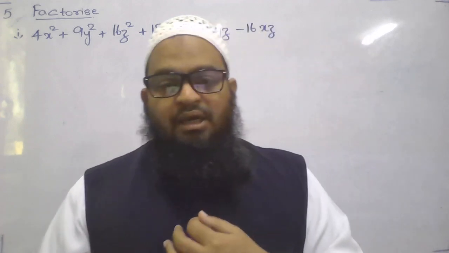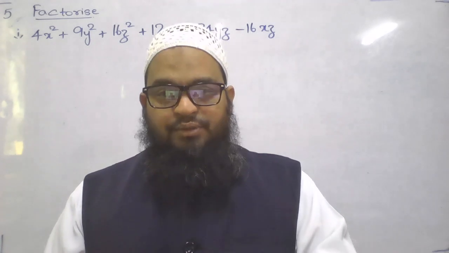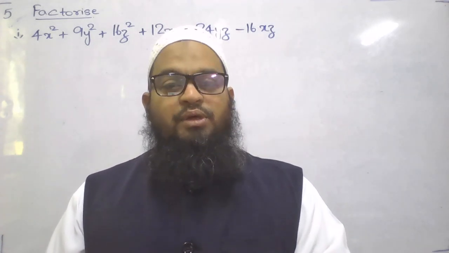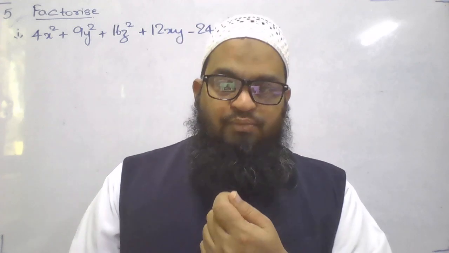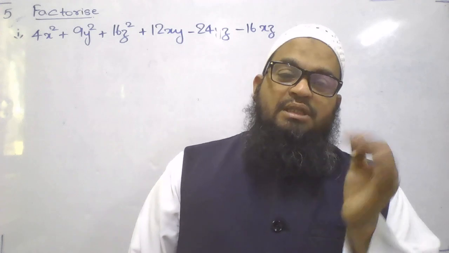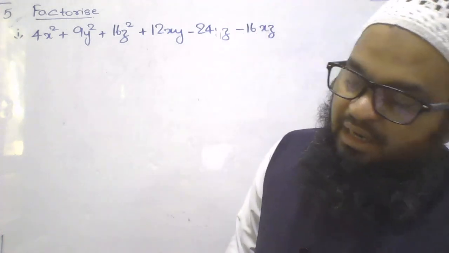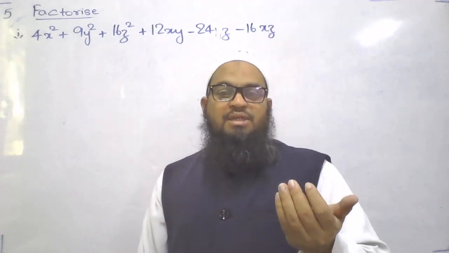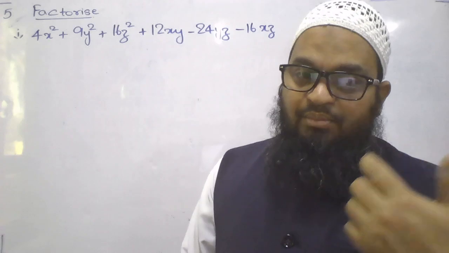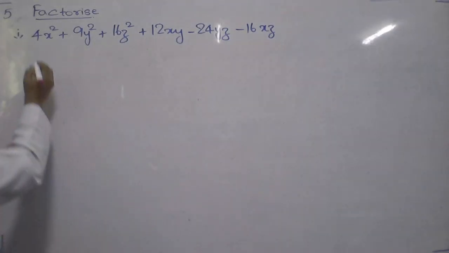Previously, when we had three terms, we used to check whether the first term and third term are perfect squares or not. For these kinds of problems, we check whether there are three perfect squares, because there are how many terms? There are six terms, right? When six terms are there, you have to go for identity number 5. So let us check this.